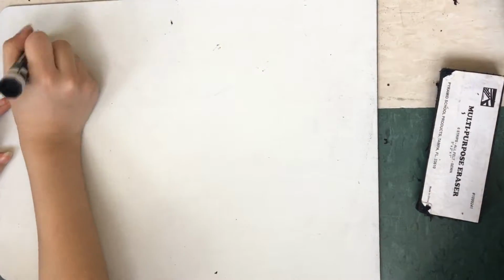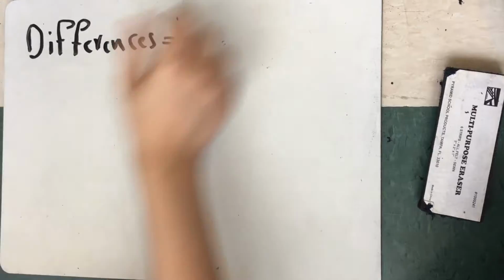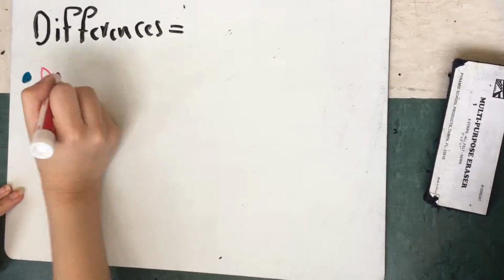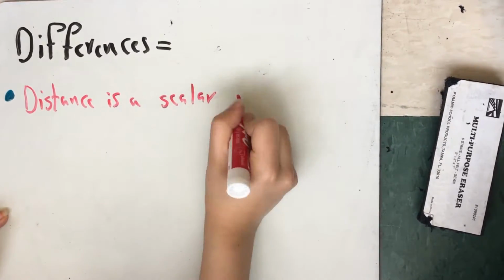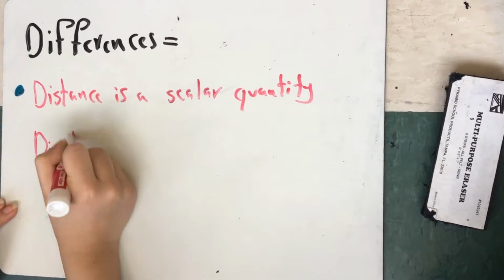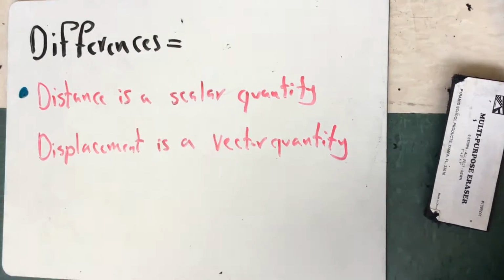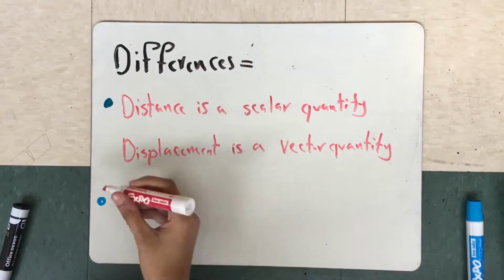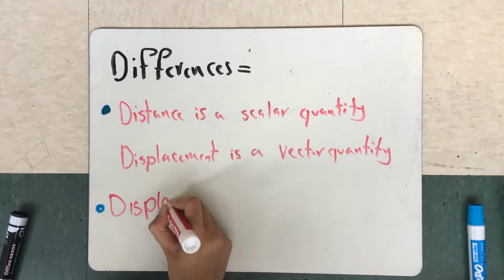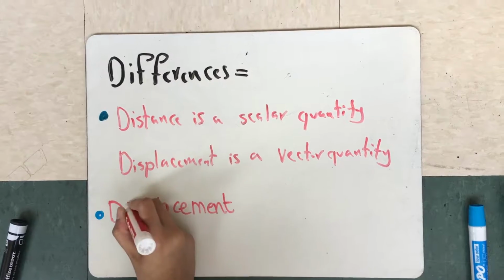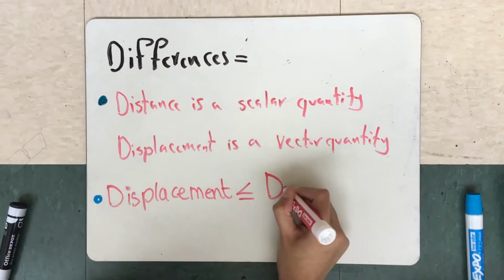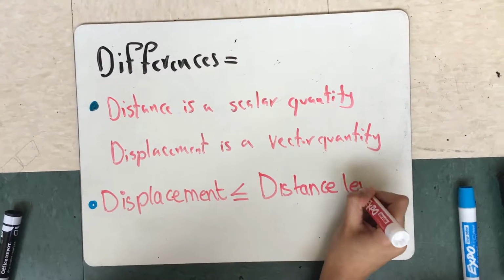So now that we're done with our example, we're going to go over some differences. Number one difference is that distance is a scalar quantity, whereas displacement is a vector quantity, because distance only has magnitude, whereas displacement has magnitude and direction. Another difference is that displacement is always less than or equal to distance.